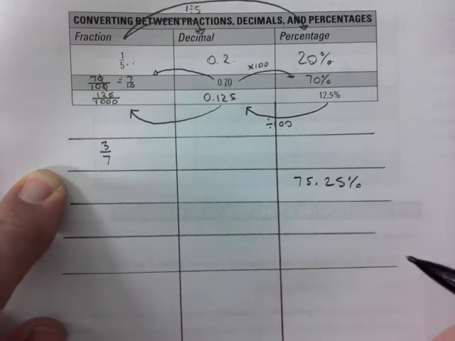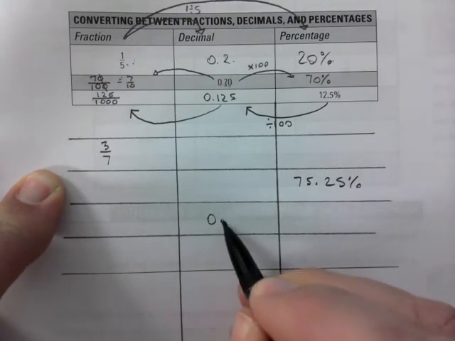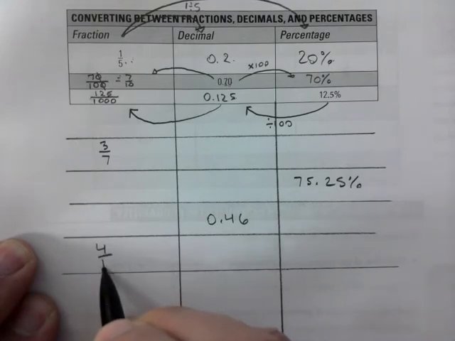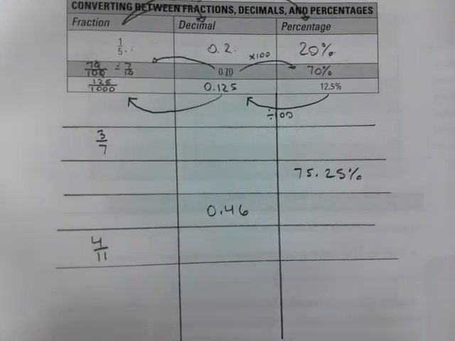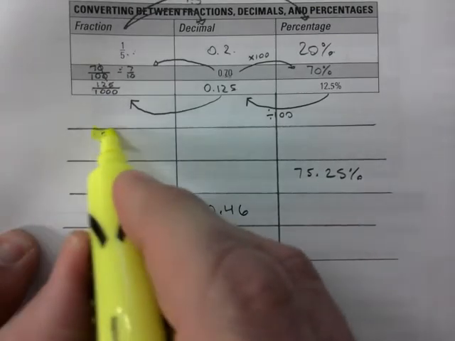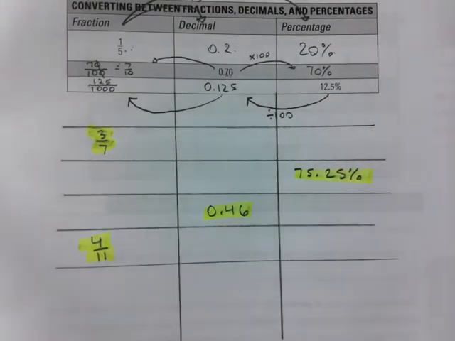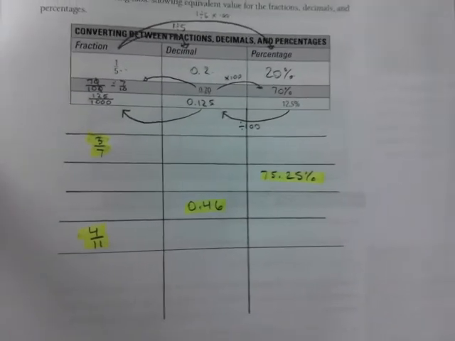75.25%. 0.46 and 4 over 11. I'm going to highlight those so you know if you go through your notes, these were given right at the beginning and I asked you to fill in the rest. So here are little nuances. For this unit, write this down on the side note here.